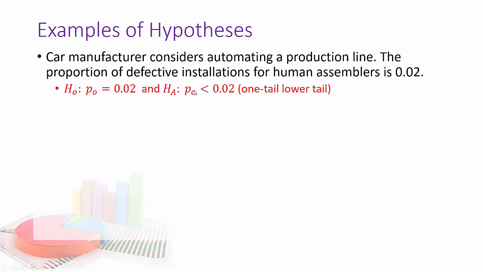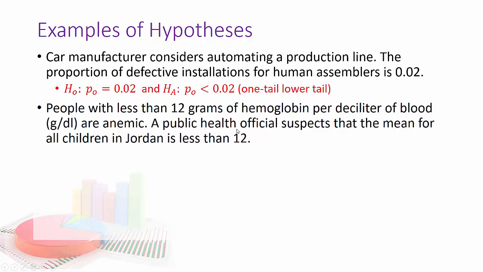In this case, you could say, well, why is it less? Why are you doing less here instead of more than or not equal to? Well, if they're trying to automate a production line, odds are they're trying to minimize defects. So they're trying to make this 0.02 lower. So that's how we pick this alternative. See how it's very context dependent.